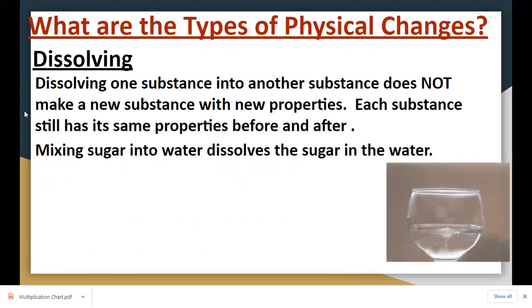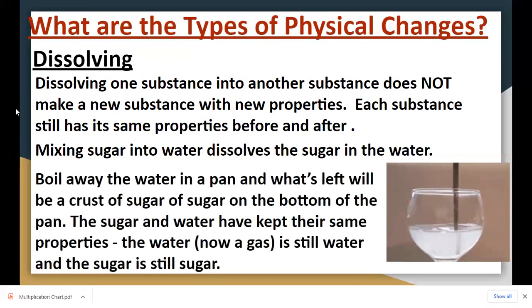So for example, mixing sugar into water dissolves the sugar in the water, right? It's dissolved in there. However, you can boil away the water, and then when you do so, what'll be left will be a crust of sugar on the bottom of the pan, right? The sugar and water have kept their same properties. The water is now a gas. It's still water, however, and the sugar is still sugar. It still will have the taste of sweetness, and it will still be grainy feeling. So it has not changed at the molecular level. So dissolving is a physical change.